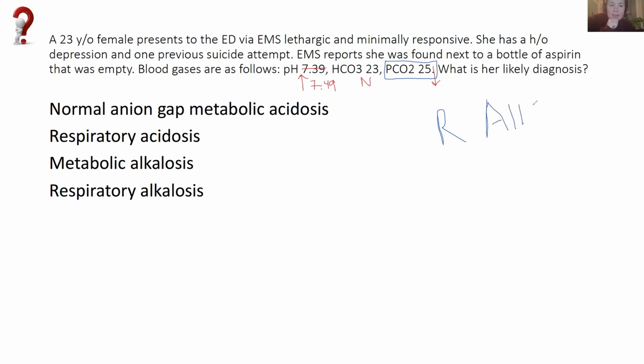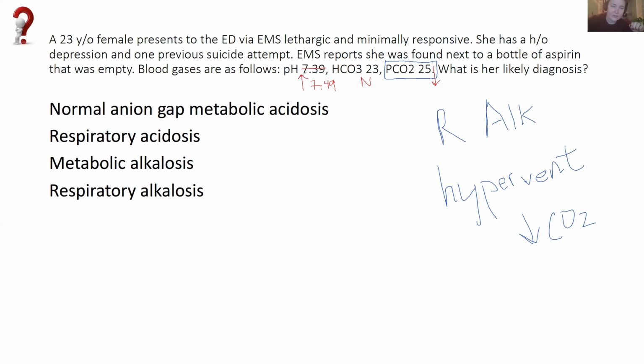But there's another thing in this vignette that tells you it's a respiratory alkalosis. What is it? Do you know? Aspirin. Yeah, high dose aspirin can cause a respiratory alkalosis. The reason being, and that kind of sounds weird, it affects the respiratory centers in your brain. Would it inhibit the respiratory centers? No, it activates them, because you get hyperventilation. Yeah.